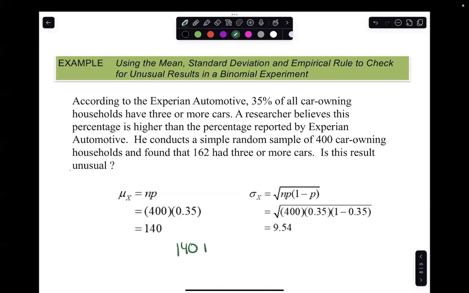140 plus 2 times 9.54. Let's see what that is. That number right there is 2 standard deviations above my mean. 162 is higher than 159.08. Therefore, 162 is unusual.